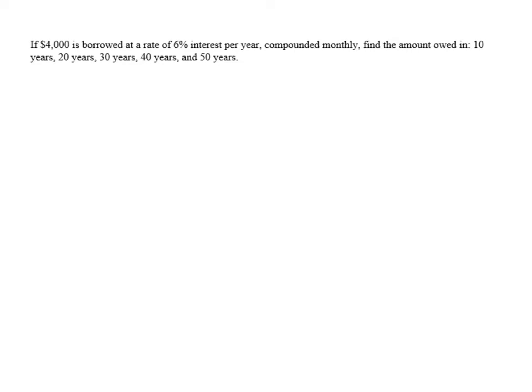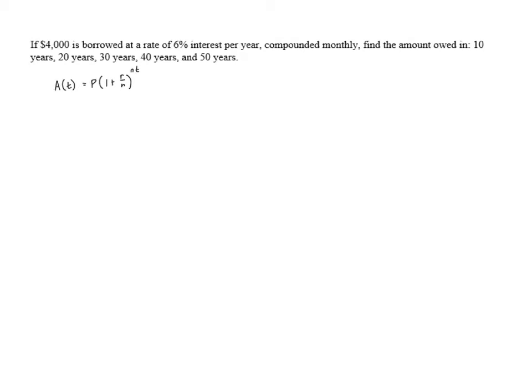If $4,000 is borrowed at a rate of 6% interest per year, compounded monthly, find the amount owed in 10 years, 20 years, 30 years, 40 years, and 50 years. So basically, we're looking at how much it would cost to pay off a loan if you waited various amounts of time. Because we're dealing with compound interest, we're going to use the formula for compound interest: A(t) = P(1 + r/n)^(nt).